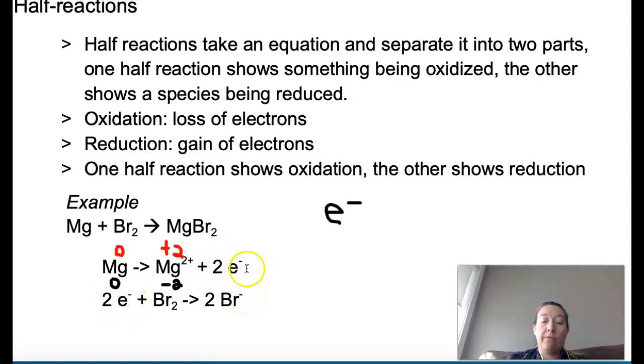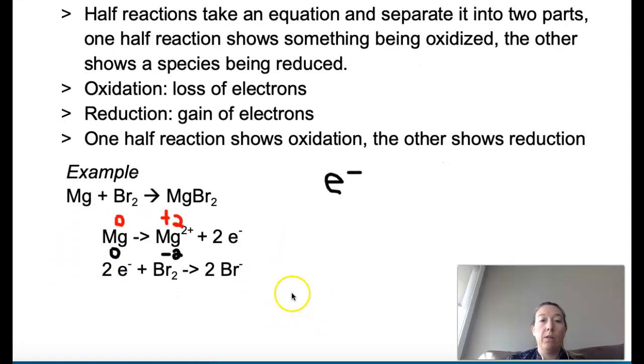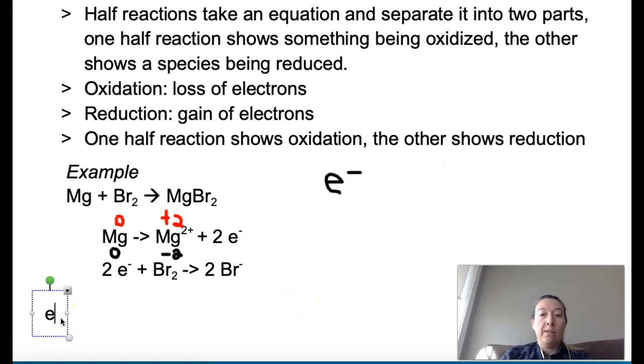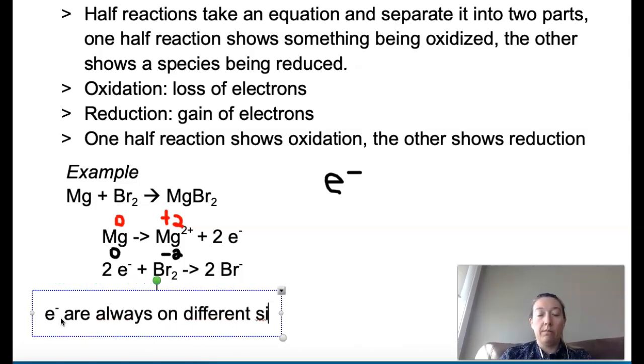So things you're going to find. Notice how the electrons in the first half reaction went on this side, and in the second one they went on the opposite side. You should always have them on opposite sides. Not necessarily that the first one's going to go on the right side and the second one's going to go on the left side, but if I place electrons here in one equation, they have to go on this side in the second one. Or if I had placed them on this side in the first one, they would have to go over here in the second one. So you should find that those electrons are always on different sides.